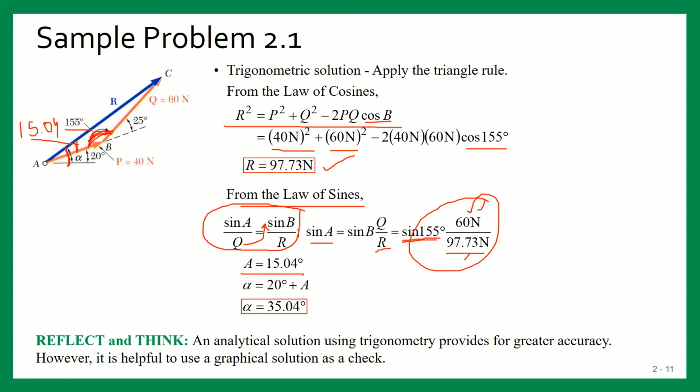And with horizontal you will simply add 20 degree. So alpha will be, because alpha we will take from this horizontal direction, so we simply add this 20 plus A, means alpha will be 20 plus A, means 35.04 degree. So we are getting almost the same solution by using this law of sines and law of cosines.